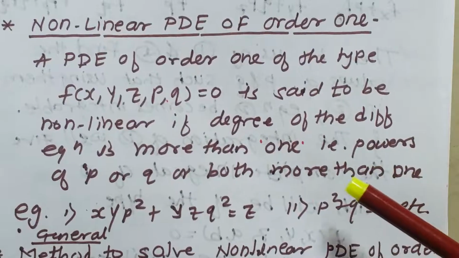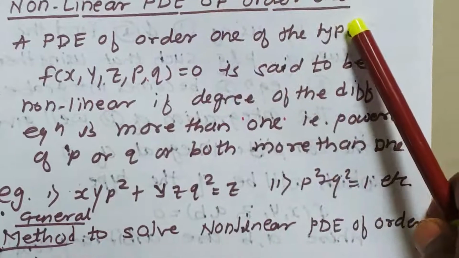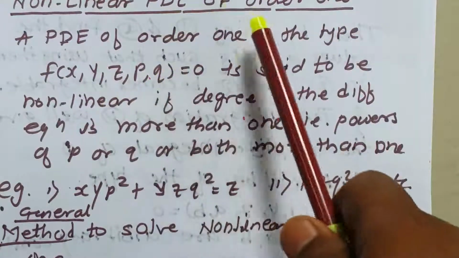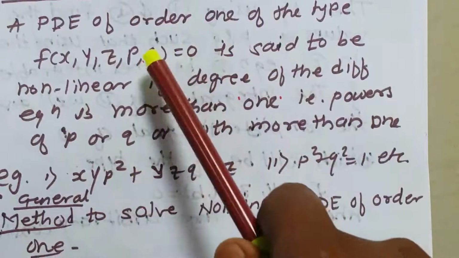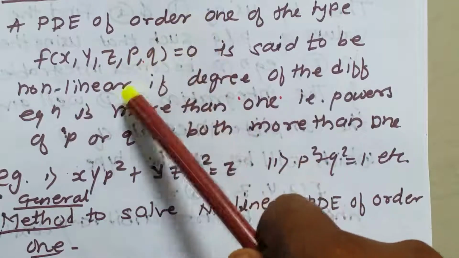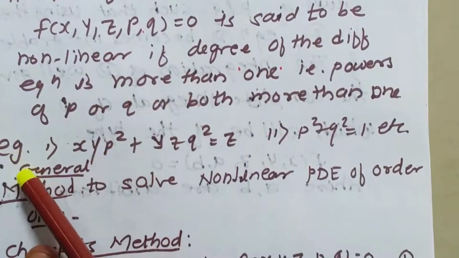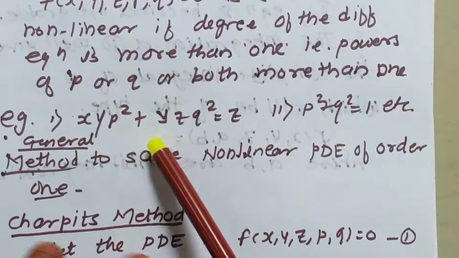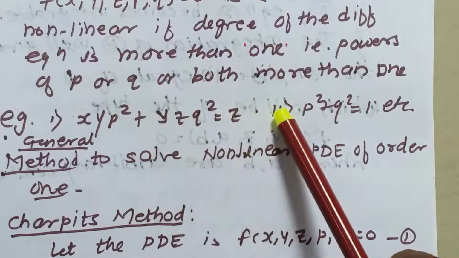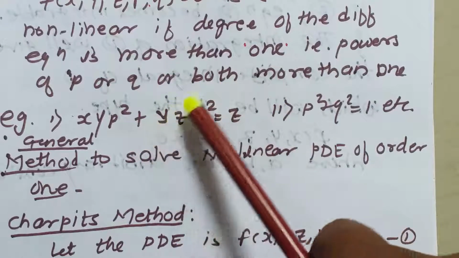So that is why it is non-linear whenever the power of this derivative is more than 1. Either the power of p is more than 1, or q, or both, still they will be non-linear. Some examples I have written. xy p square plus yz q square equal to z. Here the powers of p and q both are 2.